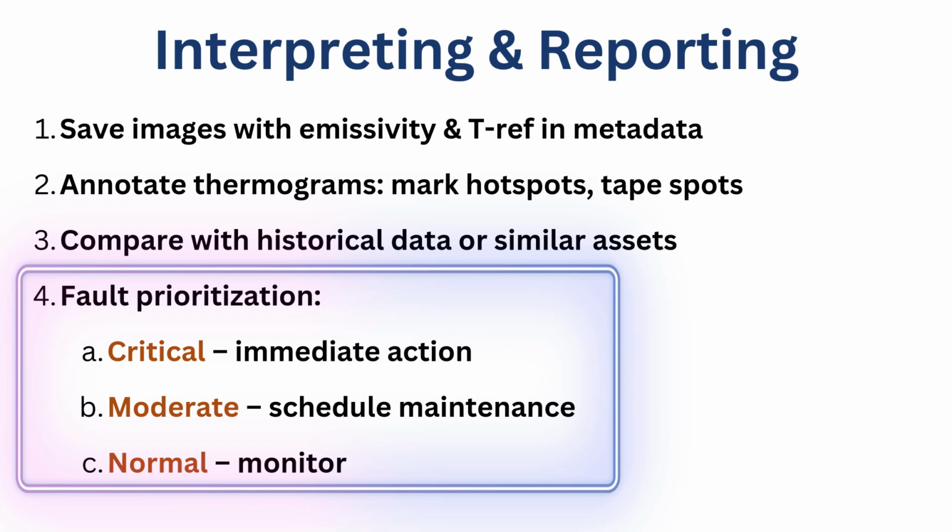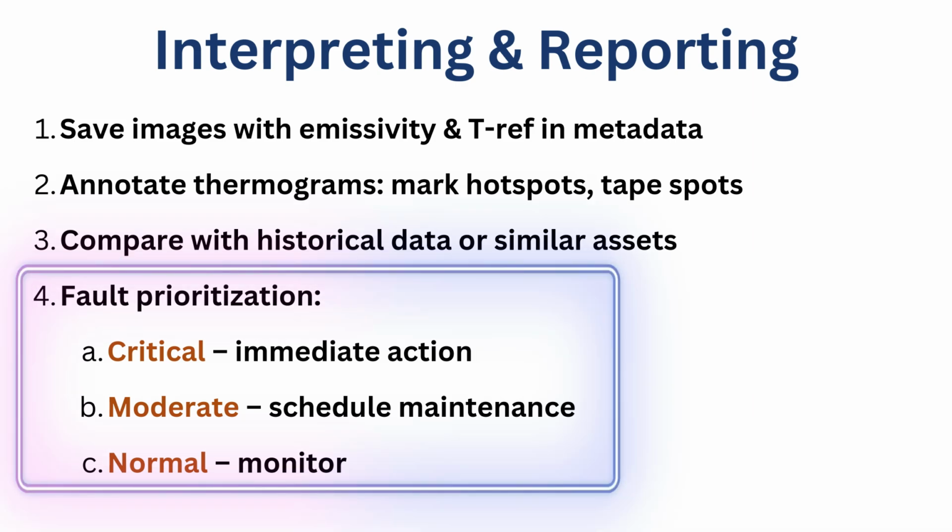Another one you can put as moderate, or you can say the alarming stage. In this, they have a certain time period, so they can schedule the maintenance. And the last one you can put as normal, meaning that you didn't find any abnormality in the equipment, so that will be considered normal, right?